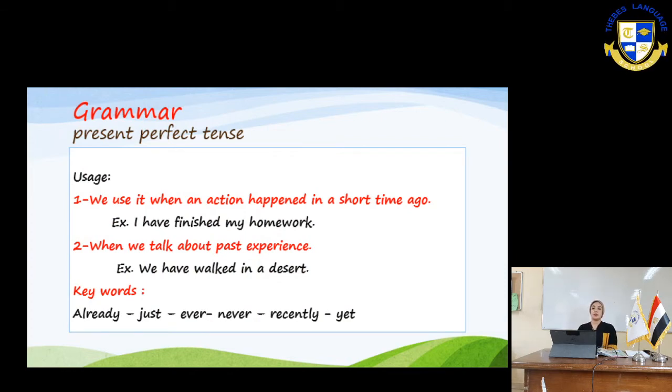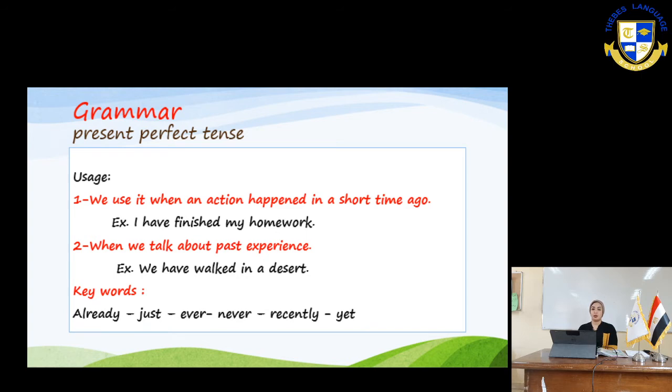This is the present perfect tense. The usage of the present perfect tense: we use it, one, when an action happened a short time ago. Example, I have finished my homework. Two, when we talk about past experience. Example, we have walked in a desert.